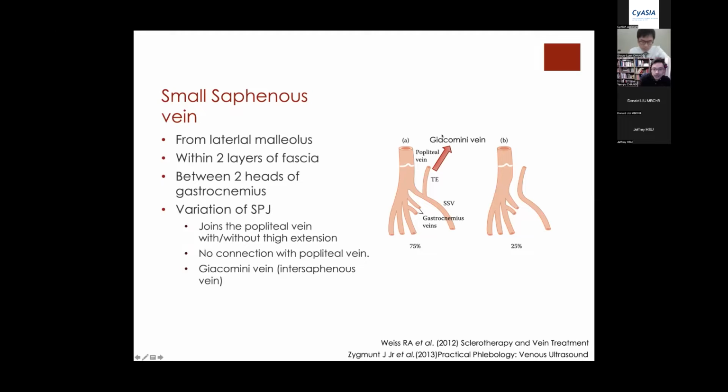And once it goes into the popliteal vein, there's another thigh extension here, going further up the posterior thigh. It has another name, the Giacomini vein. Eventually, the Giacomini vein will join the great saphenous vein at the upper thigh level. So we give it another name, which is the intersaphenous vein.